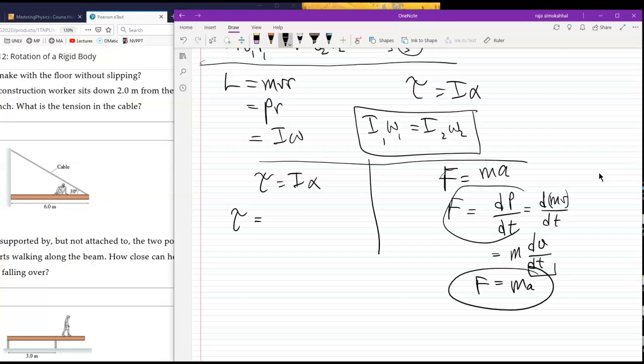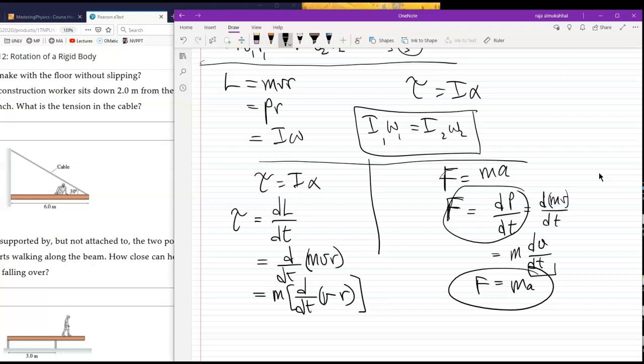So we have another concept here where the torque is, see, here we have the derivative of the linear momentum for the force. Here we have the derivative of the angular momentum. You see what I'm saying? And if you look at it, this is d/dt of mvr, right? And that will be equal to, take the mass out, so it becomes m, and let's put it in a bracket like that. Now you have d/dt of vr.